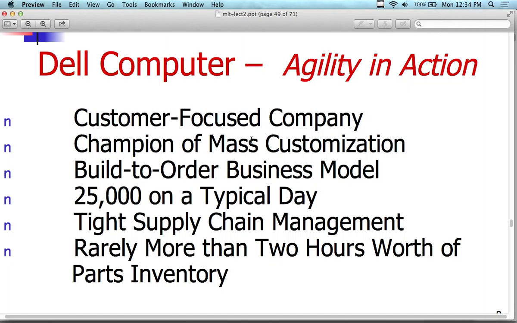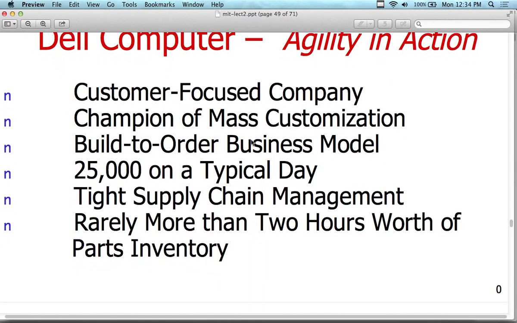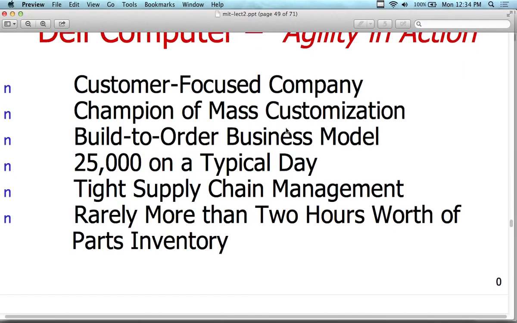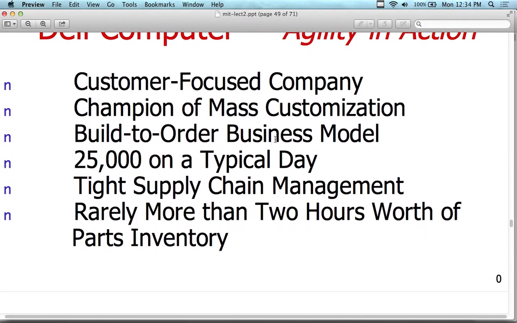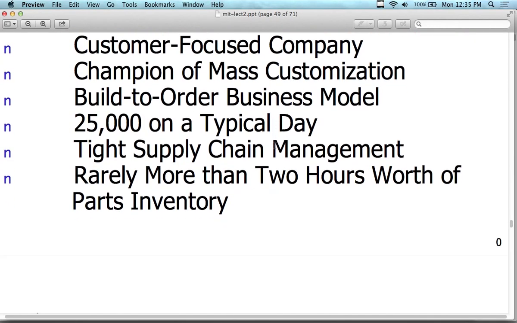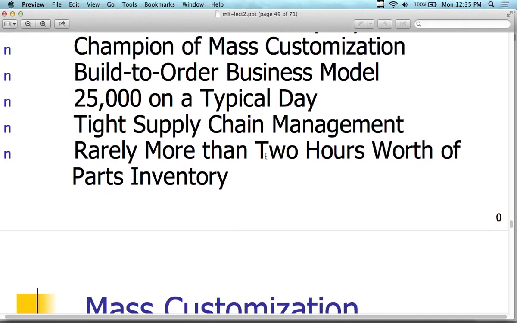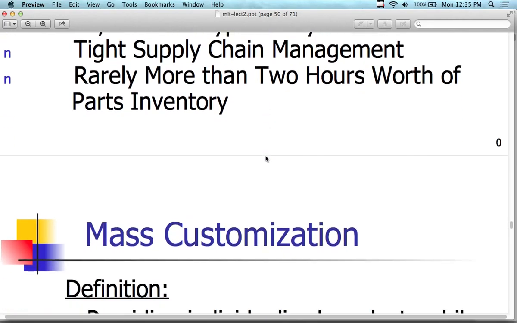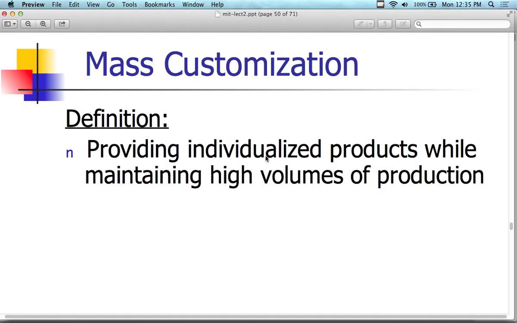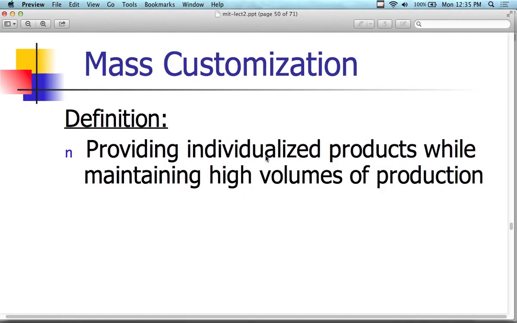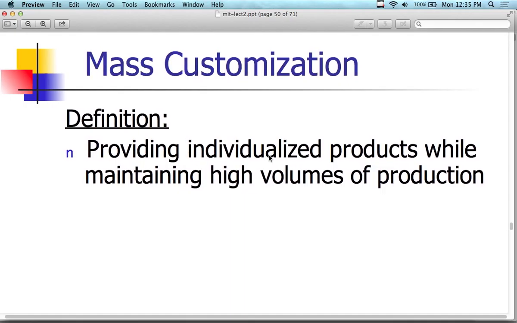And it's a customer-focused company. And they championed mass customization, huge computer labs and systems. And then a built-to-order business model, and 25,000 a day on a typical day of computer sales. So building up the sales, tight supply chain management, rarely more than 2 hours' worth of parts and inventory. So, in terms of mass customization, providing individual products while maintaining high volumes of production.